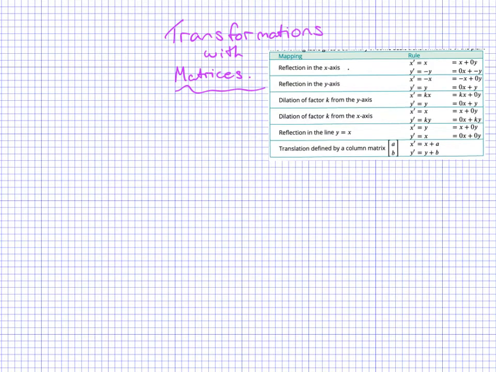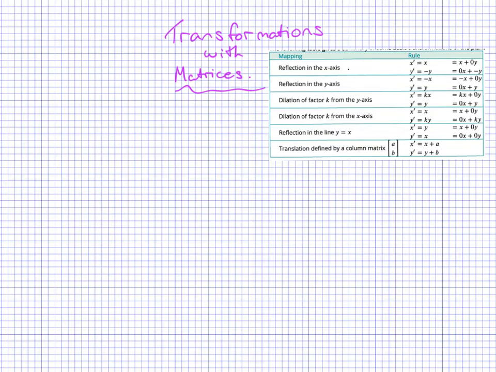We've got reflection in the x-axis, and that was where the y values changed. Reflection across the y-axis, that was where the x values changed. Dilation from the y, which was where the x values changed. Dilation from the x, which was where the y values changed. We haven't looked at reflection across this line here, so just ignore that for now. And translation, which was where they moved. So not multiplied like these ones up here, but physically moved, translated to the side. All right, and we'll look at that in a second.